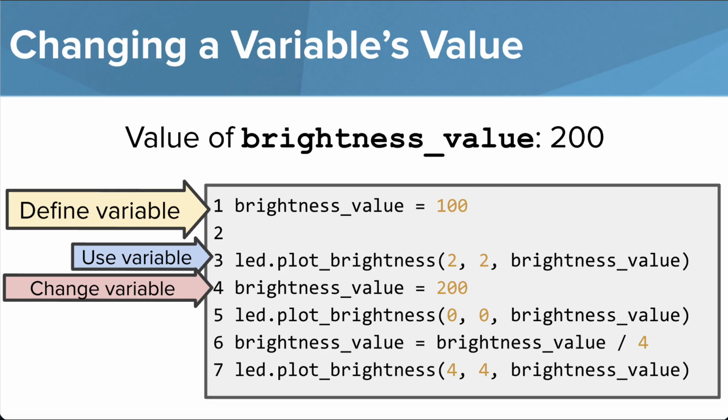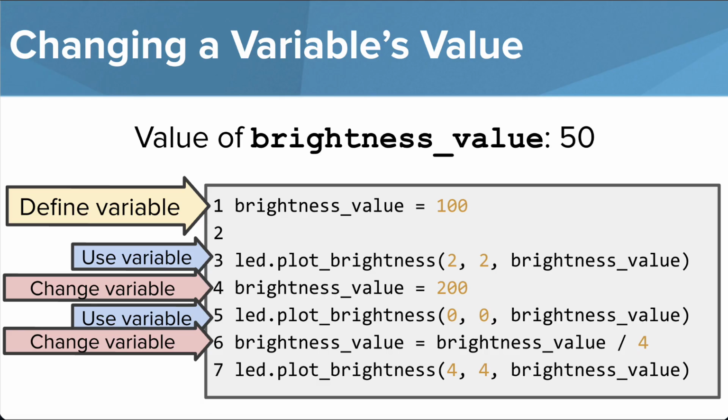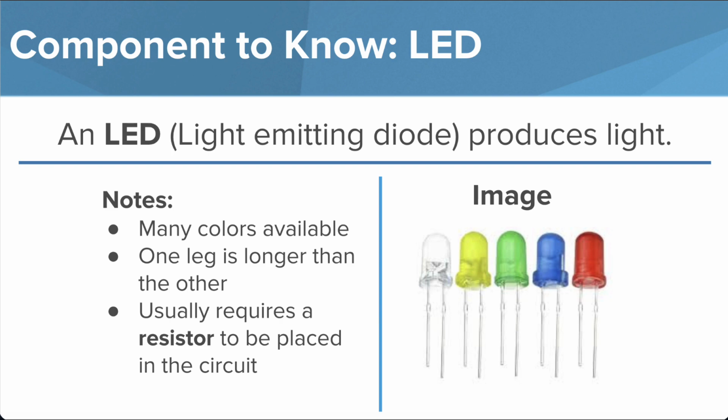So when we use this variable to set the brightness of another LED on line 5, it will now have a brightness of 200. On line 6, we are using an equation to change the value of our variable. We are taking the previous value of the variable, which was 200, and dividing it by 4, so our variable now has a value of 50. When we use our variable for the last time on line 7, the final LED we light will have a brightness of 50. When we run this code, our output will be 3 LEDs on with brightness values of 200, 100, and 50.